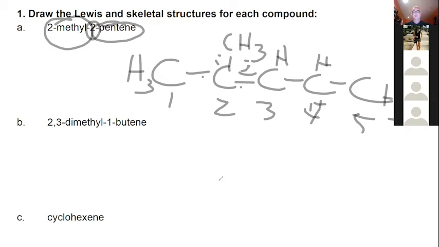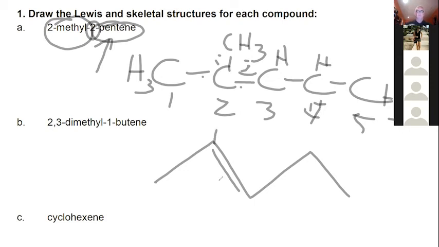And then as far as the skeletal structure goes, we do the same thing. So pentene has 5, so we go 1, 2, 3, 4, 5. It has a double bond at 2, and it has a methyl group at 2. Then you're done. Does it matter where the double bond is drawn, like above or below the line? No. As long as it's between carbon 2 and 3, you can put it there or you can put it there. It doesn't matter.